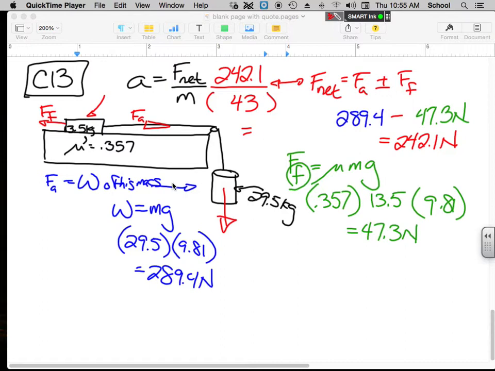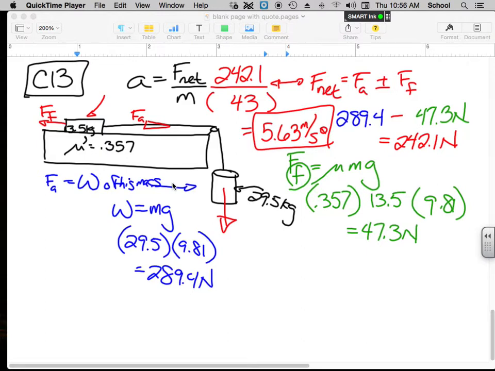So if we take our 242.1 divided by our 43, we get 5.63 meters per second squared. And the answer says 5.62 meters per second squared. Is that okay? Yes, because that last number is what? Uncertain, so I'm never going to count you off if you're off by that.